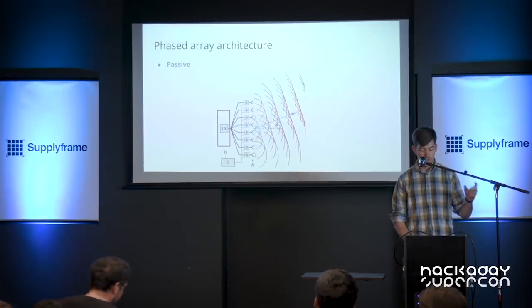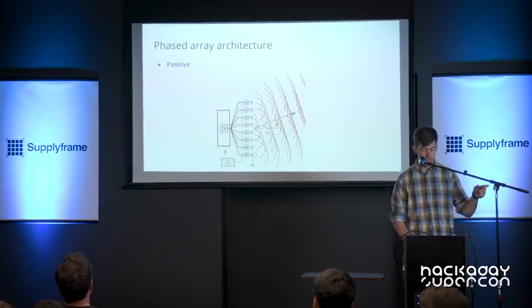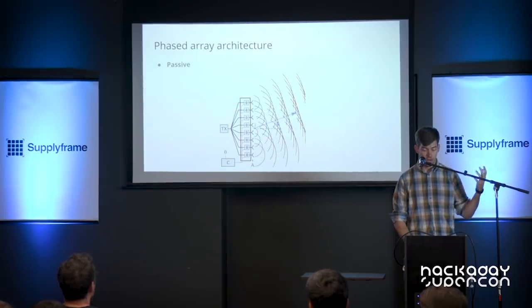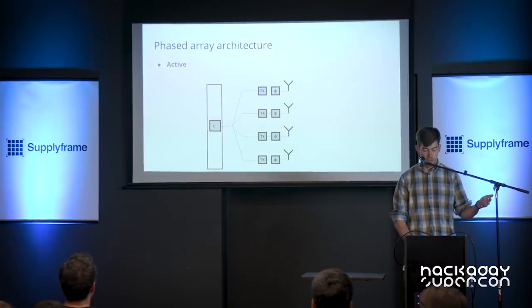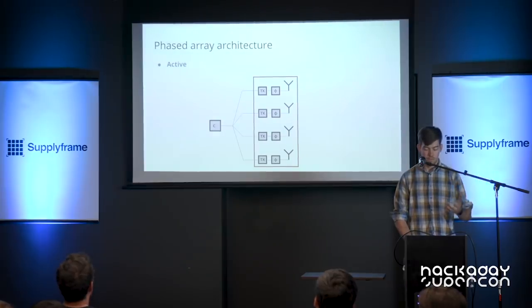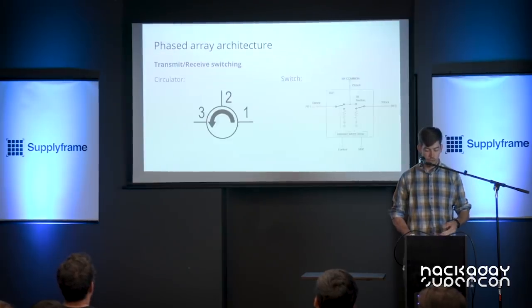So again, passive phased array, look at the red box. That's our frequency source, and then we have some network to split that all out, and then each antenna has its own phase shifter, and then we've got all the antennas. Active one, instead of muxing out all of our RF signals, we're muxing out our control signals, and then we replicate all the RF electronics on every port.